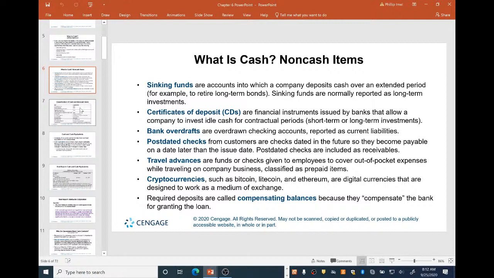Travel advances, cryptocurrencies, meaning the digital currencies that we're used to, like Bitcoin and stuff like that. That's not considered cash. And required deposits are called compensating balances because they compensate the bank for granting the loan. That is not cash as well.